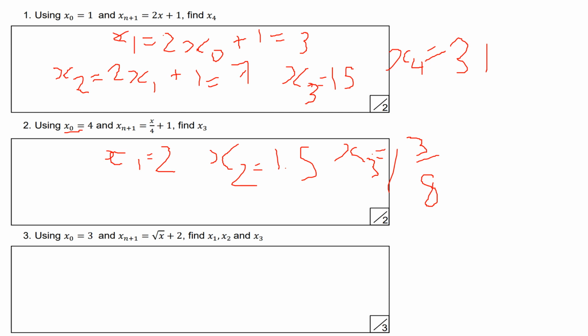And then lastly, using x0 equals 3 and xn plus 1 equals root x plus 2, find x1, x2, x3. So x1 is when n equals 0, remember. We're going to have root of 3 plus 2. Leave it in exact form.